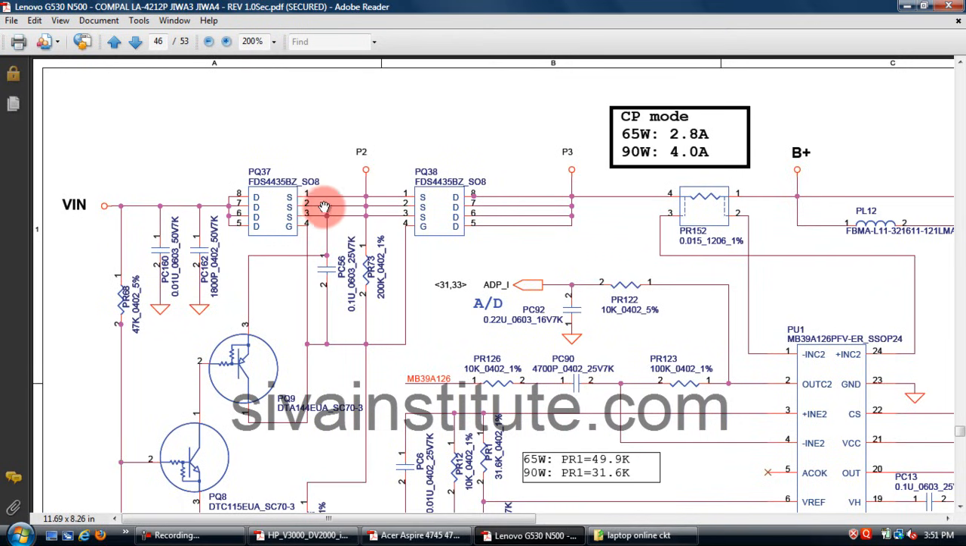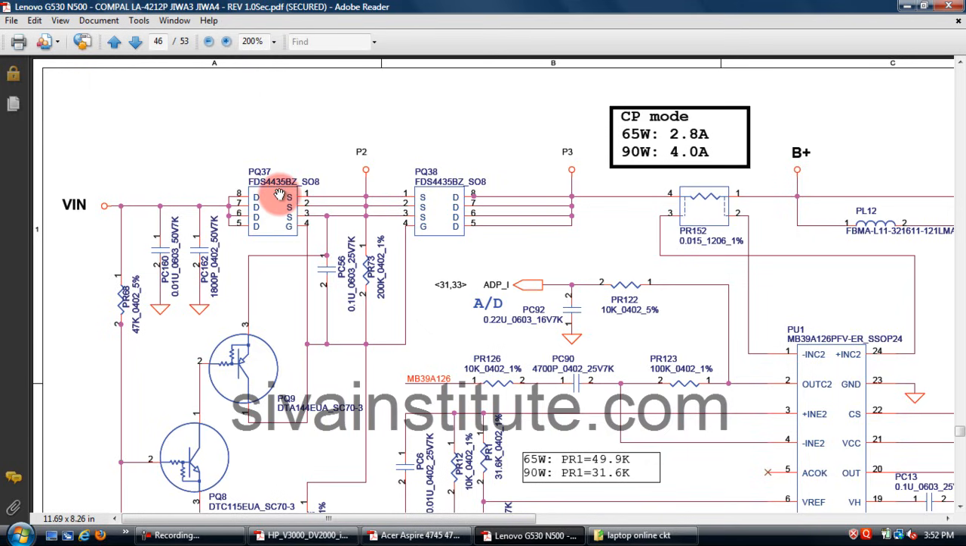You should check it in the same way. This is the drain and this is the source. The output will come out from this place. When any problem is there, you should check the gate voltages. Whether this is a P channel or an N channel, you should check in the datasheet, at alldatasheet.com.